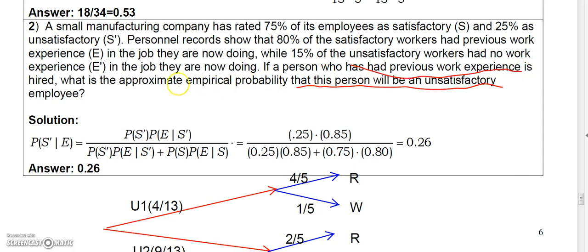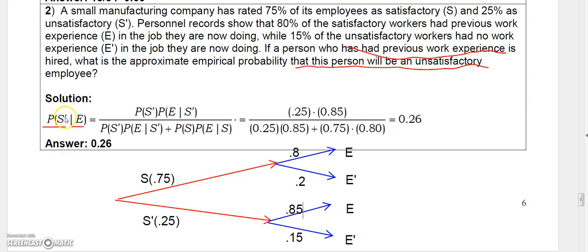Okay, so unsatisfactory is S prime. So we're looking for the probability of S prime given E, because E means work experience. So let me change the little diagram here for you, and then we'll see how we can work this. So now you'll see down here I've got this filled out.